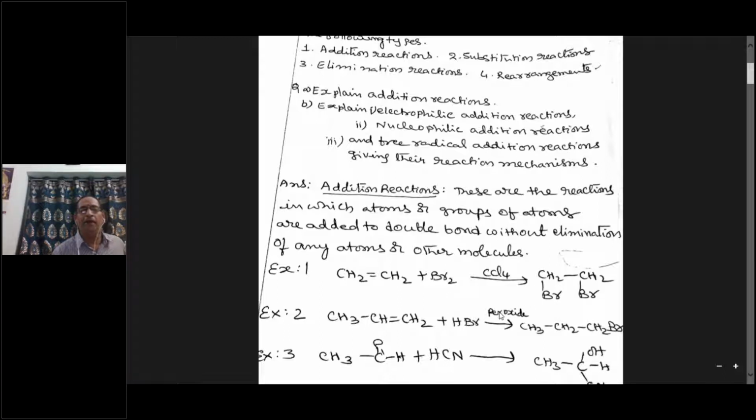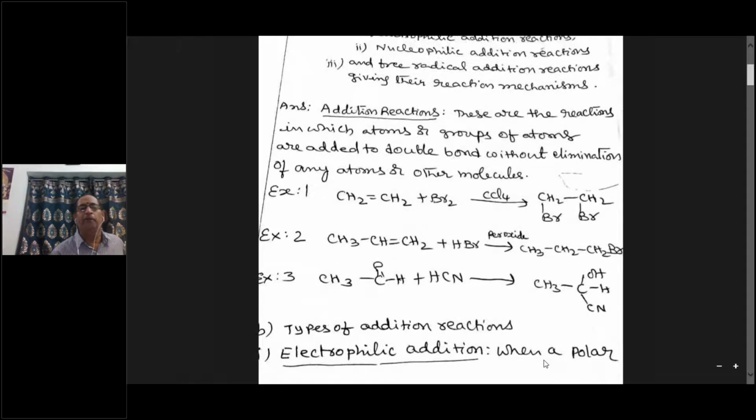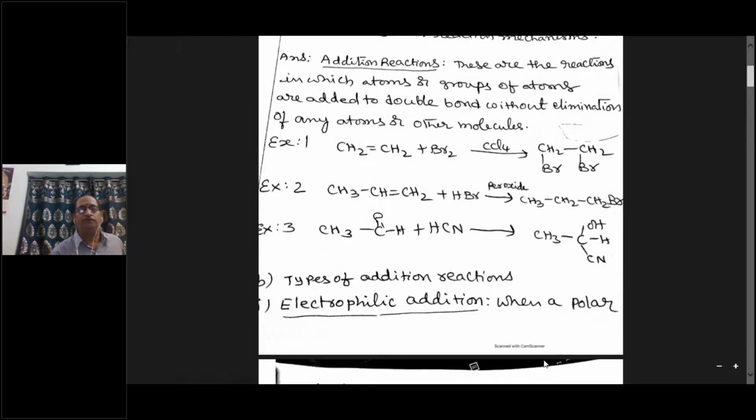Similarly, in the presence of peroxide, when HBr is added to propylene, we will get 1-bromopropane. This is another example of an addition reaction. When acetaldehyde reacts with HCN, you will get acetaldehyde cyanohydrin. This is another example of addition reactions. Now, these addition reactions are divided into three types: electrophilic addition, nucleophilic addition, and free radical addition.